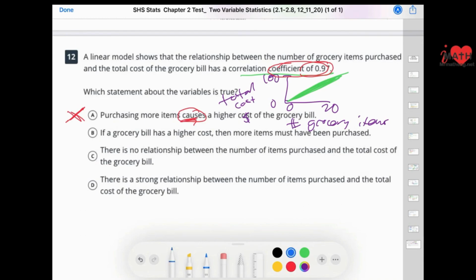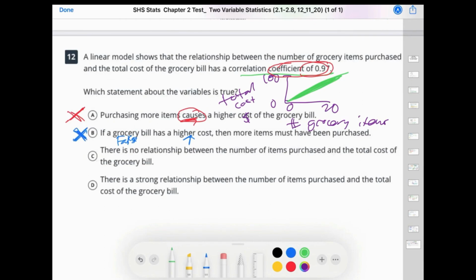All right. If a grocery bill has a higher cost, then more items must have been purchased. That's a strong statement saying if this, then it must be that. I would say this one is false, because you might go to the grocery store like I did around Thanksgiving and want to buy steaks, and they were crazy high. So just because you buy a lot of items, or you buy lobster, it's not the case.